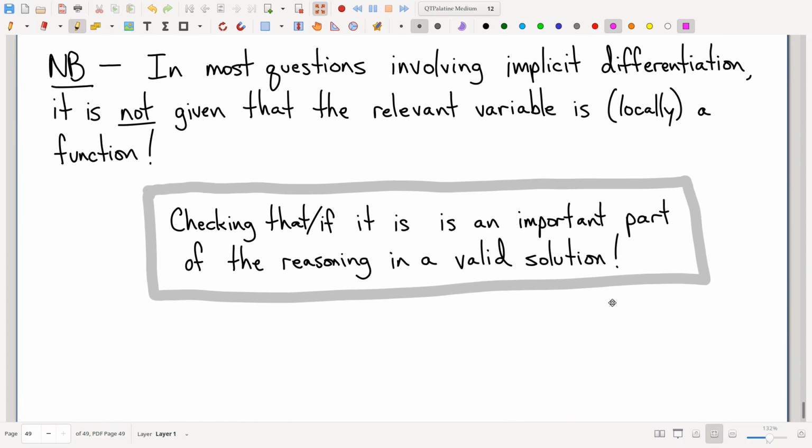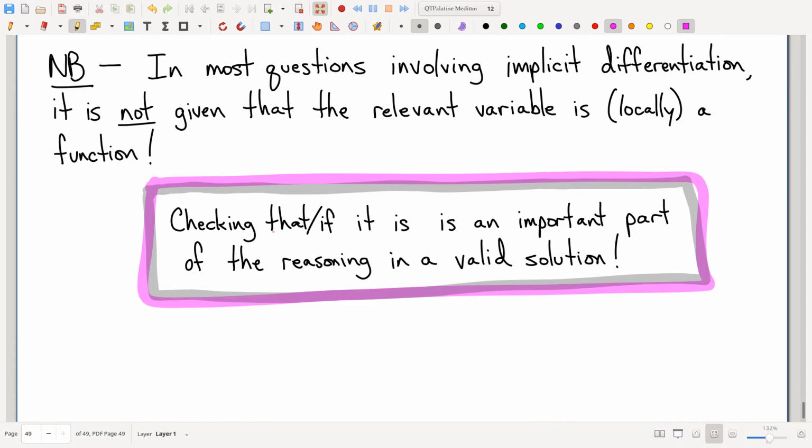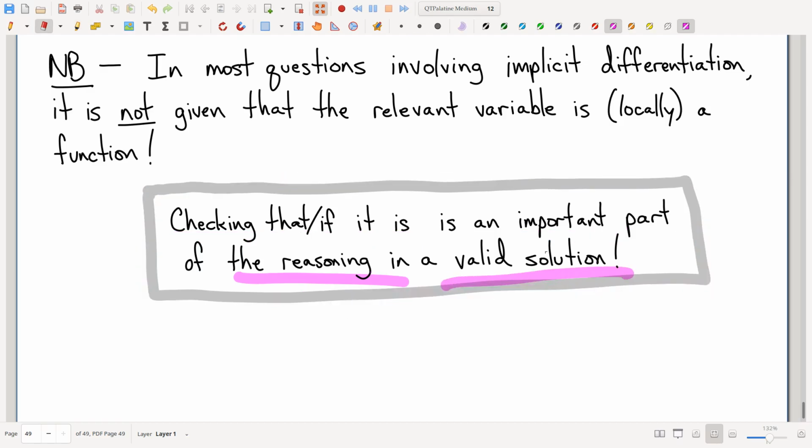Alrighty. So I've made this point already. Checking whether or not the variable is a function is an important part of the reasoning, which is, of course, what we're looking for in a valid solution. Okay. Everybody all right?